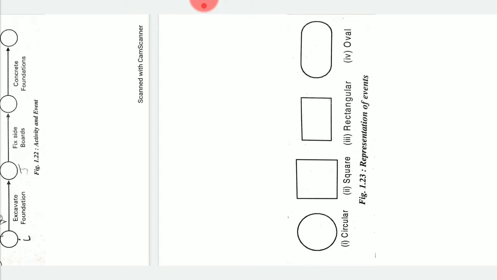So figure 1.23 represents different types of events. In a network diagram, events are represented by nodes. The shapes of these nodes may be circular, square, rectangular, oval, or any other regular geometrical shape, as shown in this particular figure.